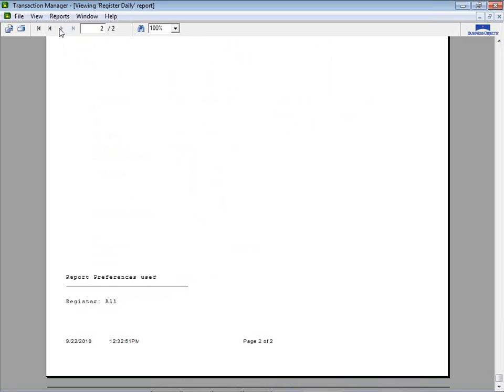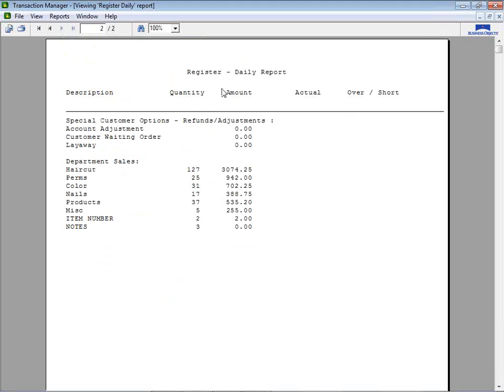And if we go to our second page, we also have the opposite end of that. For example, somebody might come in and say, that layaway that I gave you $20 on, I want to delete it. I don't want it anymore. Give me my money back. And again, in many states, you have to give them their money back. So we have to account for that as well. And I checked that option showing that we wanted to get a summary of department sales. So during this day, we did 127 haircuts, totaling 3,000, 25 perms, 942, etc. So a very basic common report, the Register Daily Report.